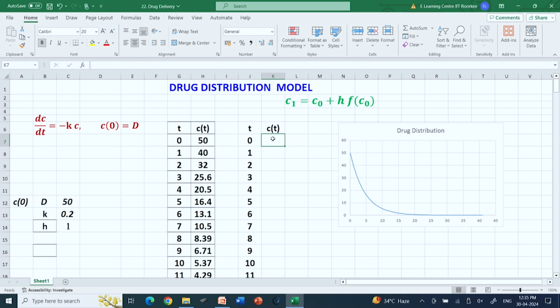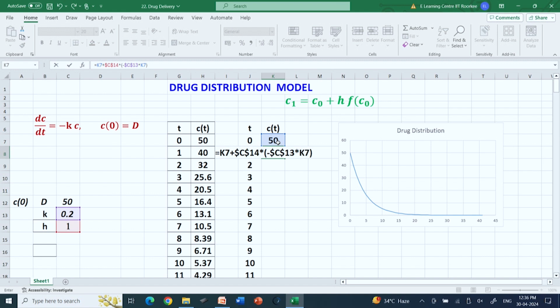Next we calculate this, sorry, this value is 50 as mentioned here. So, I will calculate this is equal to, so this is the initial concentration of the drug and this is equal to C0 plus H, which is a constant. So, I put a dollar sign multiplied by minus Kc. So, minus K is 0.2, again it is a constant, multiplied by C, that is the initial value. I close it and enter.